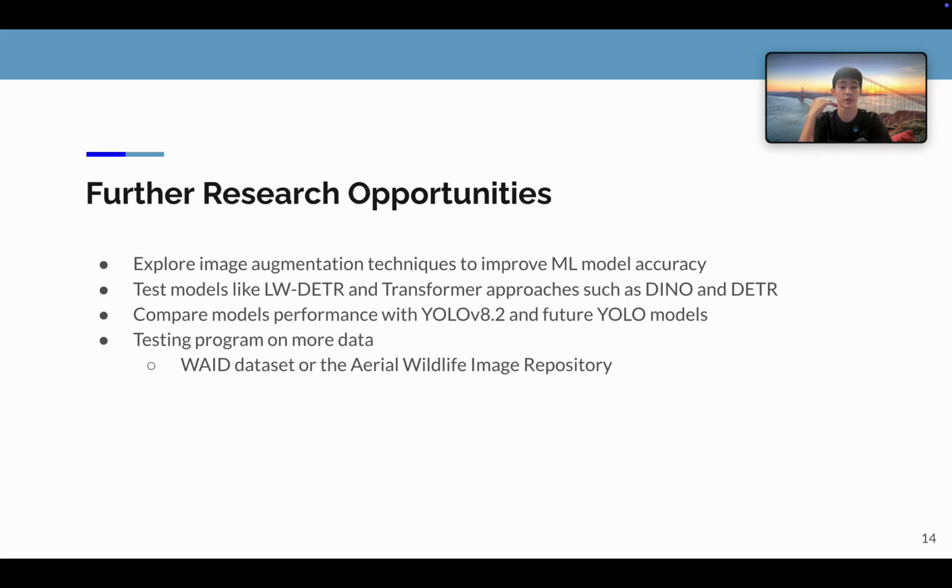So what I'm looking for in the future is to explore new image augmentation techniques to improve the model's accuracy. As you could see from this presentation, shadow reduction really helped my model, so I'm looking for more methods to help improve the accuracy, as well as testing new models. As I said before, I tested YOLO models, mainly YOLO-NAS, YOLOv10, and YOLOv8, 8.2, and some other ones, but those are the main ones.